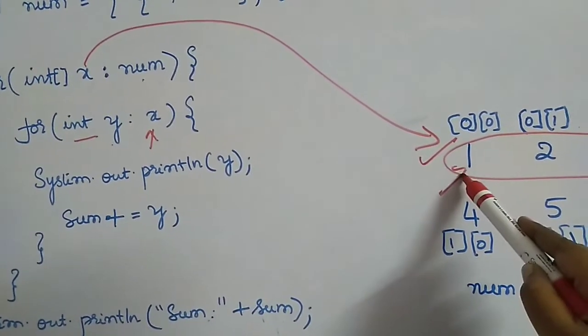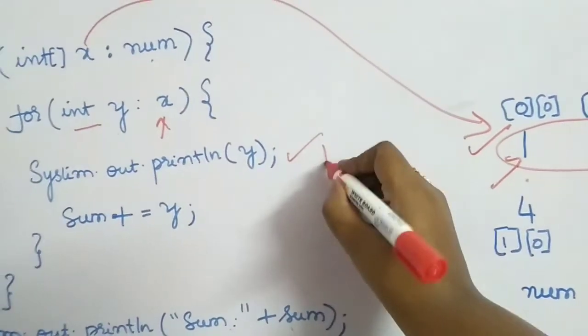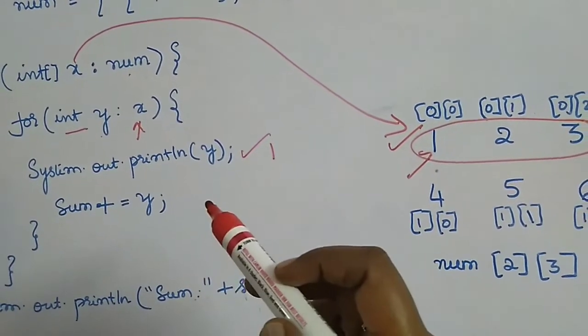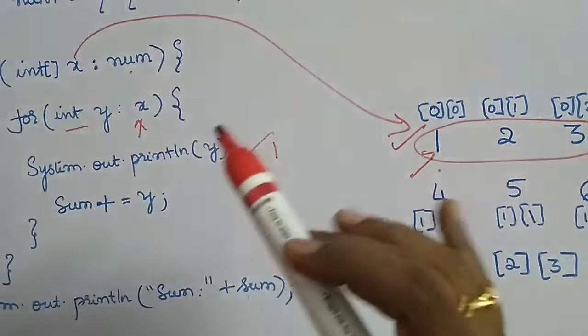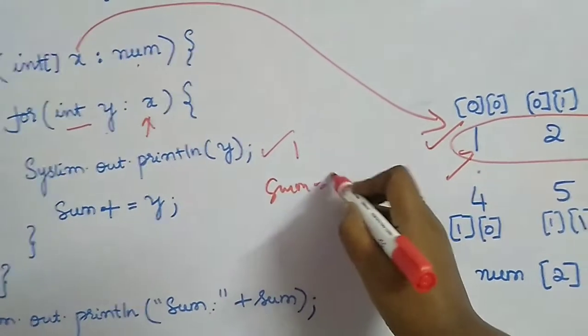So first 1 will be given to y. So y is printed on the screen, so the output 1 is printed on the screen, and then what happens, we are saying sum is equal to sum plus y. So sum is equal to 0, we have taken it as 0, 0 plus 1 is equal to 1, so sum will be equal to 1 at this particular point.